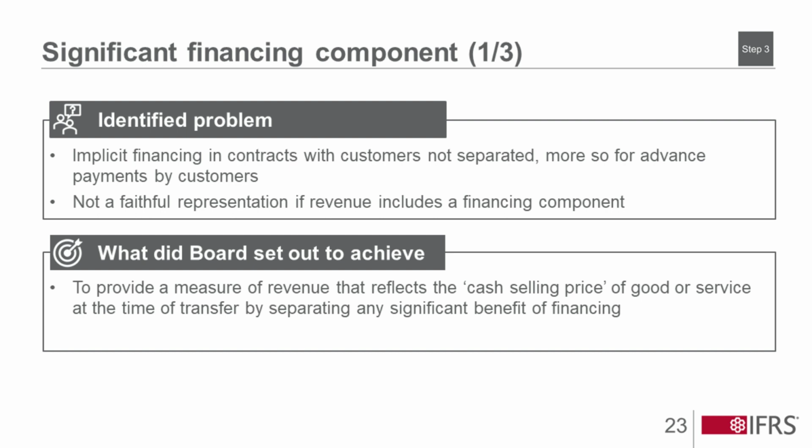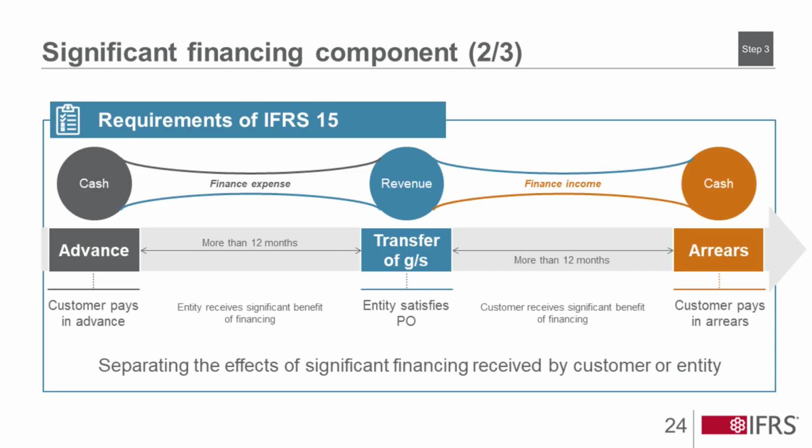However, entities rarely separated a financing component when the consideration was received in advance of the entity providing the good or service. So the board concluded that to meet the core principle of IFRS 15 that Mary explained on slide 12, any significant benefit of financing, whether received by the customer or the entity, should be separated. Therefore, IFRS 15 requires an entity to separate from revenue any explicit or implicit financing component.